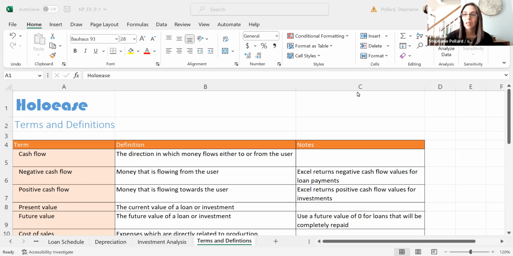So Module 9, we're going to look at more functions, and this time focus on financial functions. So I'm in the Unit 9 document. I'm actually on the terms and definitions page. So we're not going to go through everything in a lot of detail in this video.